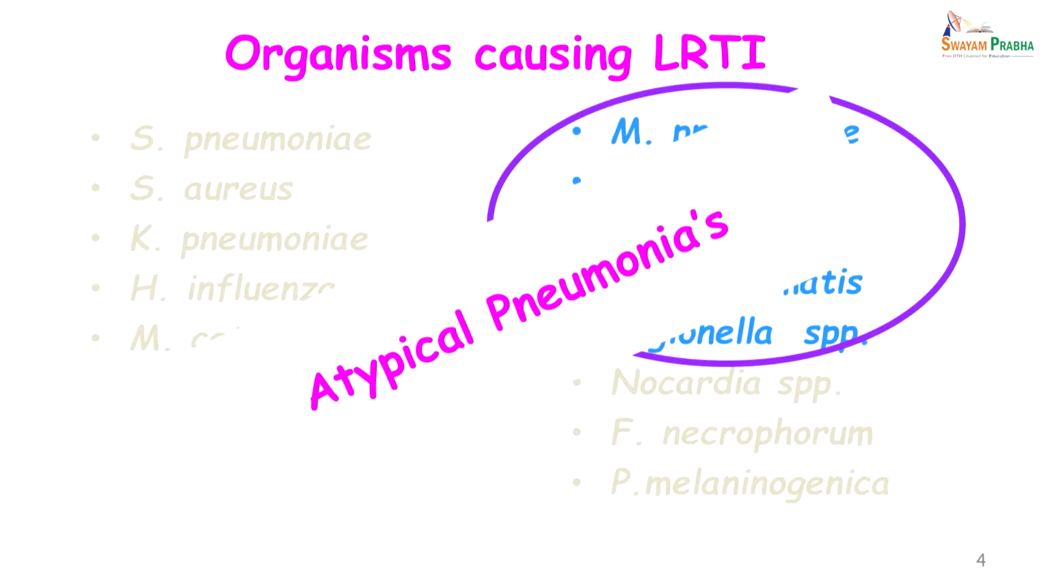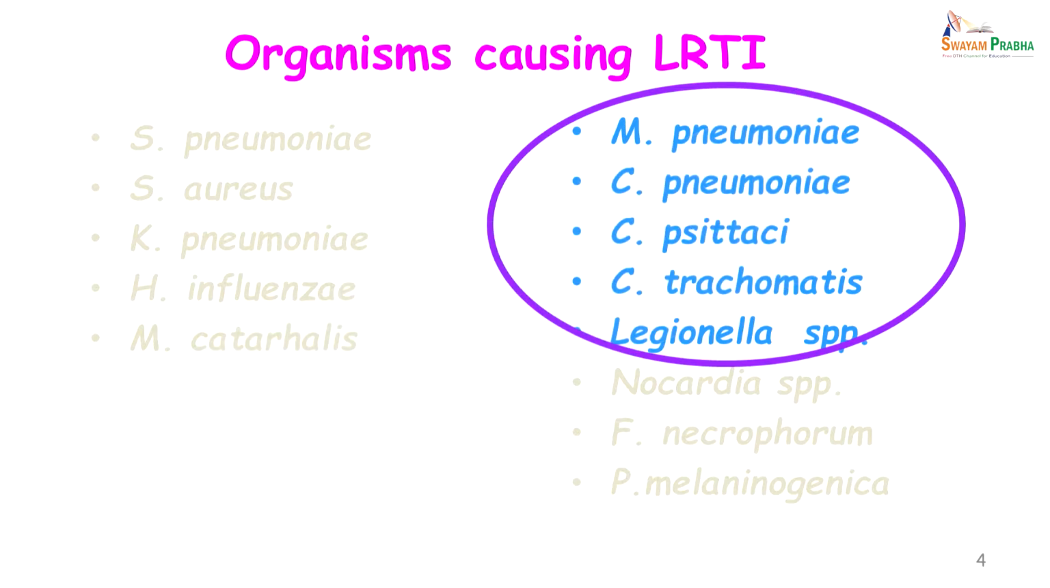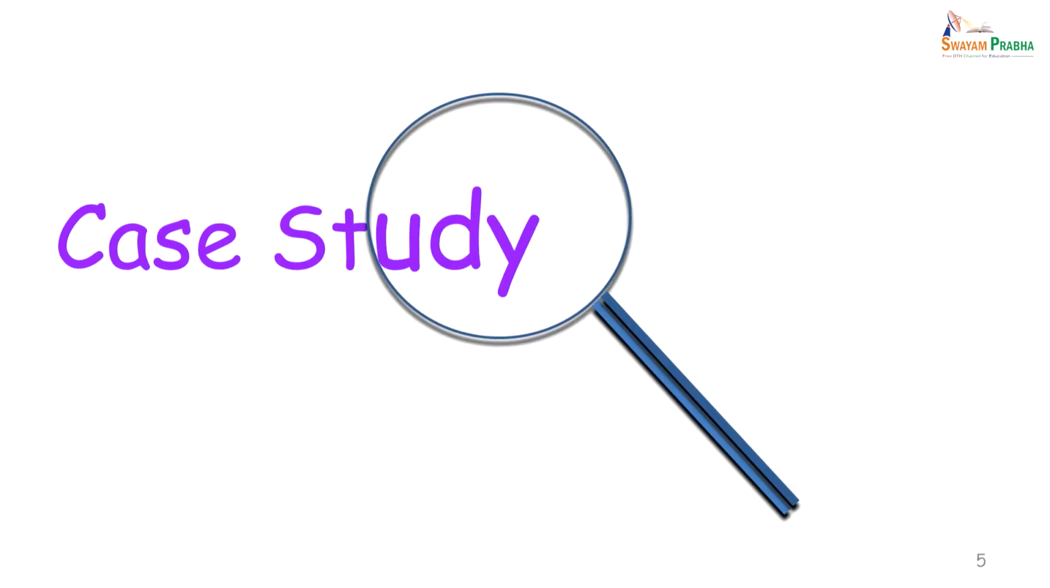These organisms are known to cause atypical pneumonias and they are called so because they do not respond to the beta lactam antibiotics. Of this group, we will be restricting ourselves to the first four. I would not be talking about Legionella in this lecture. Let us look at a case study.